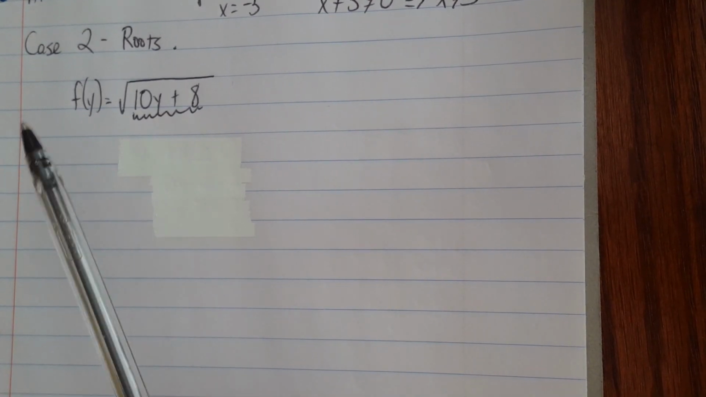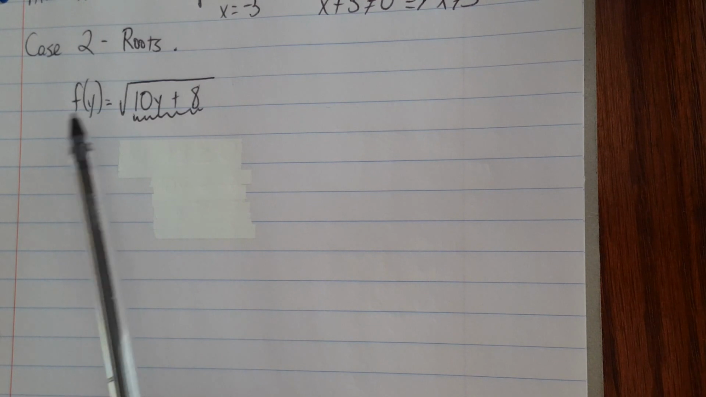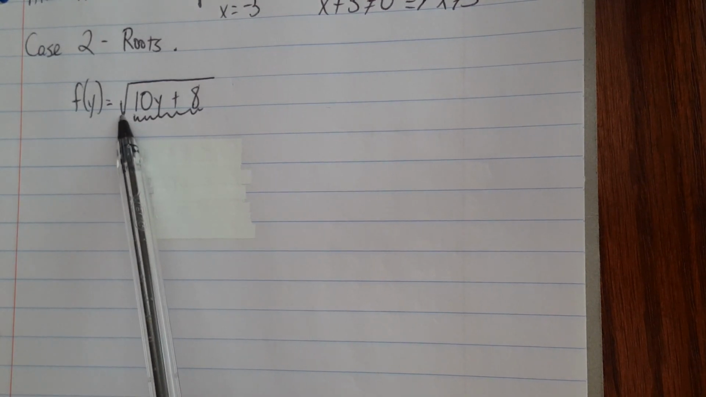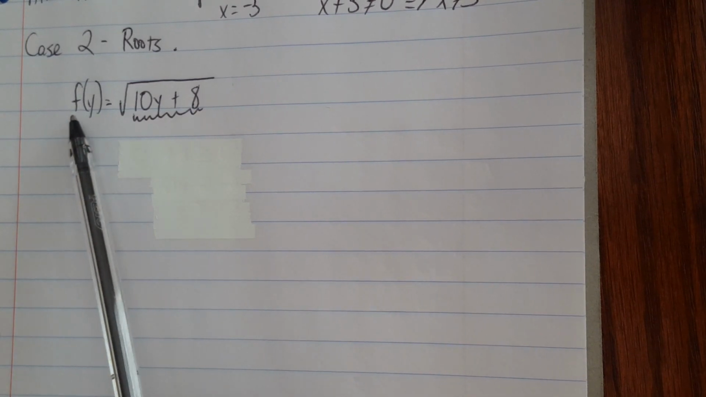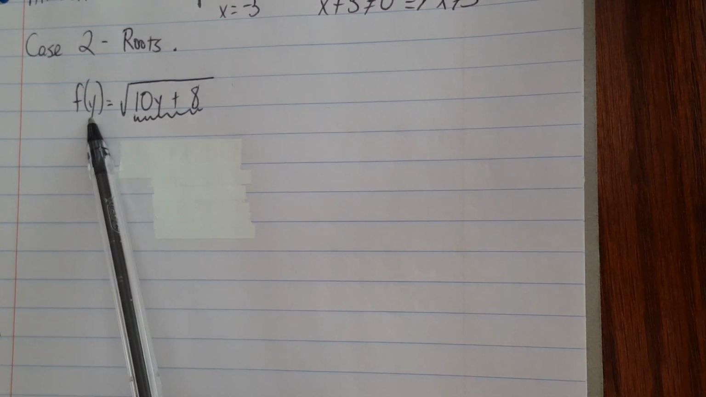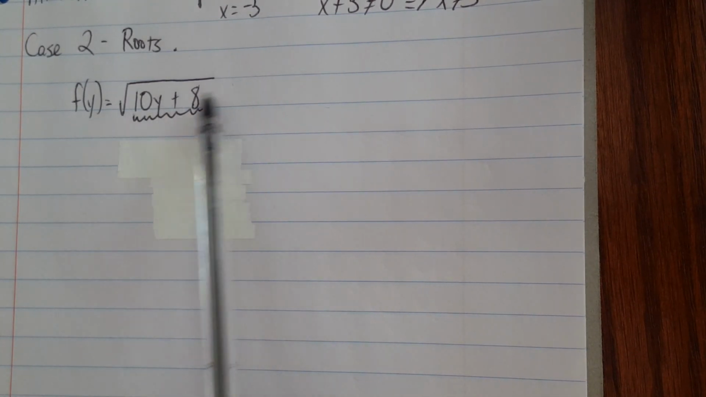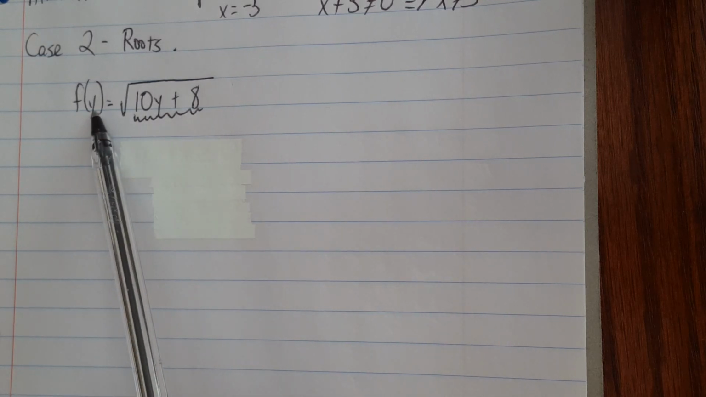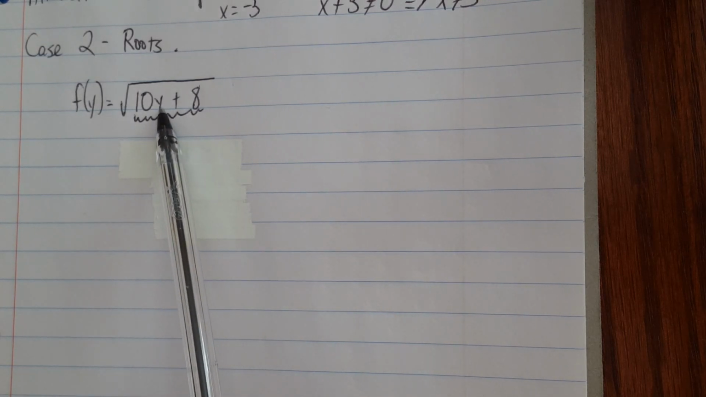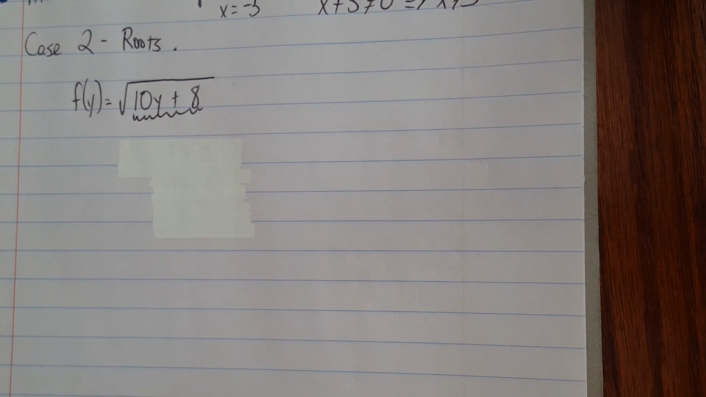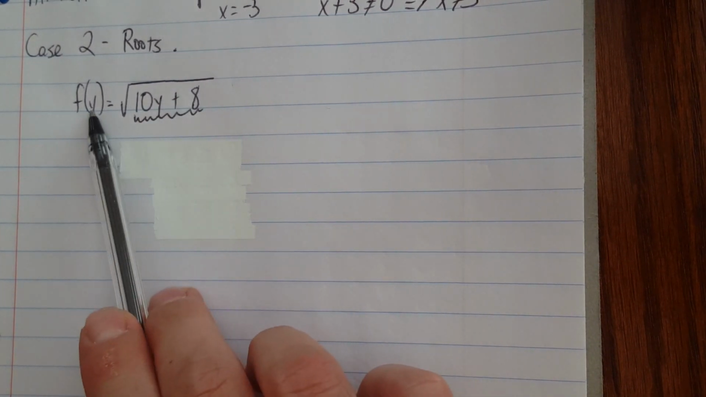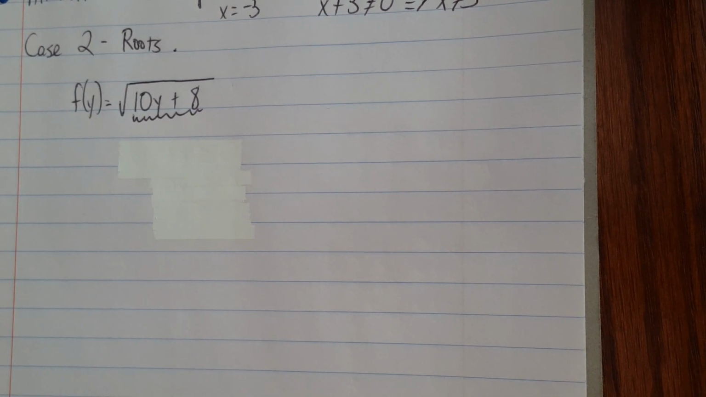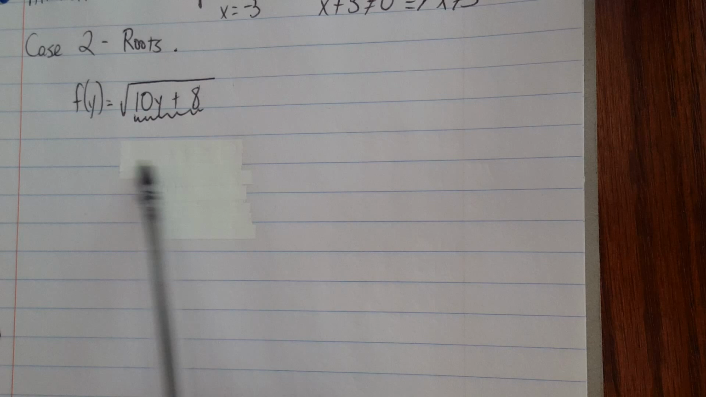If you're trying to find the domain of some function that involves a square root, say this right here. This particular example is f of y is equal to the square root of 10y plus 8. The reason why this is f of y is because I've used the letter y in the actual function. If this were an x, or if I have x's instead, then I would change this to f of x instead. So how do I find the domain of something involving a root?